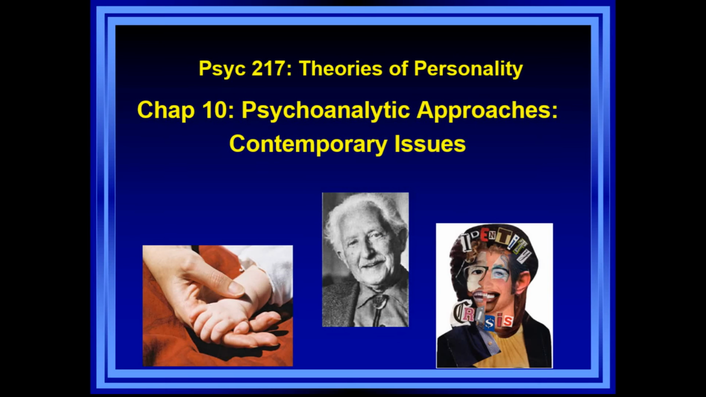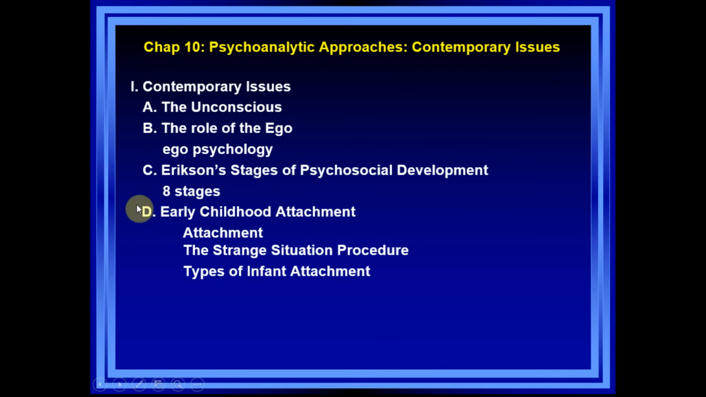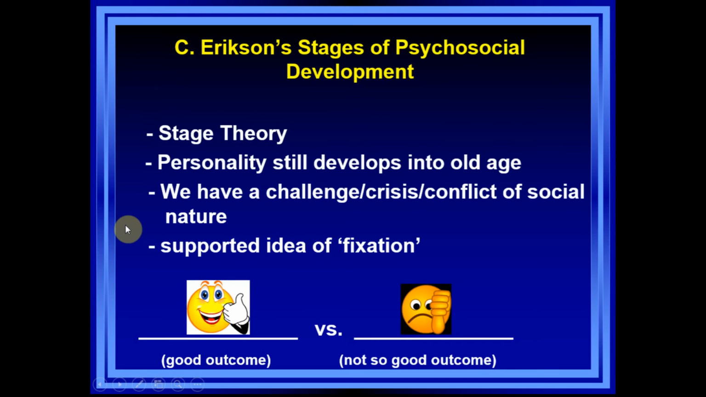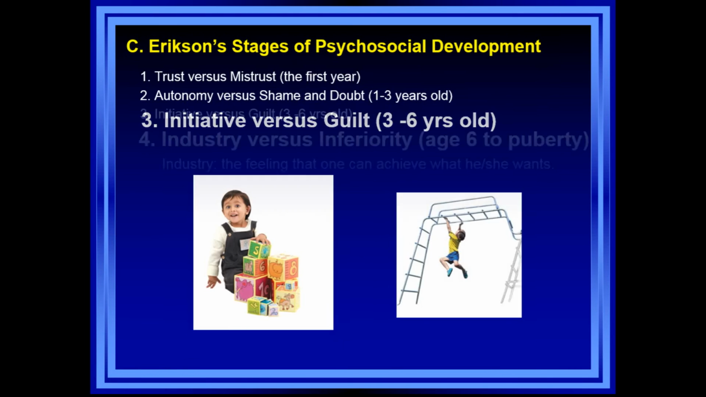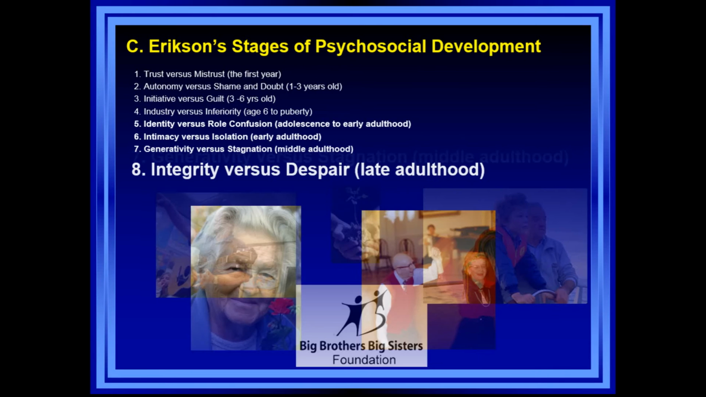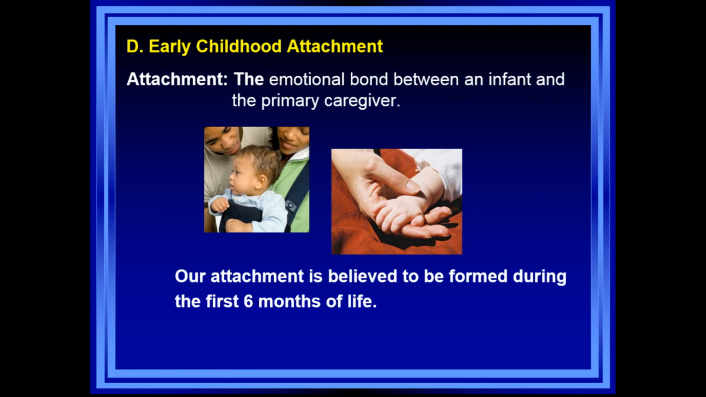Okay, Chapter 10, Psychoanalytic Approaches, Contemporary Issues. So this is the part of lecture we're going to focus on, D here in the outline. So let's fast forward to that. There we go. Each of his 8 stages for Erikson. Okay, so we got to the end here. And this is where we are now. So we're in capital D, early childhood attachment.